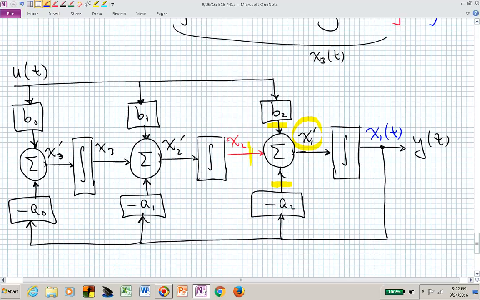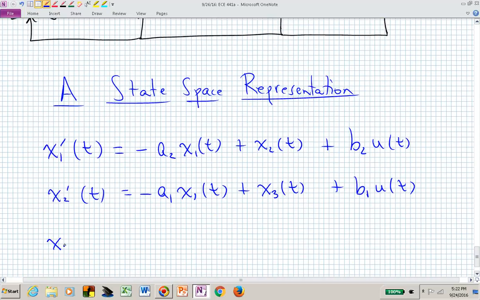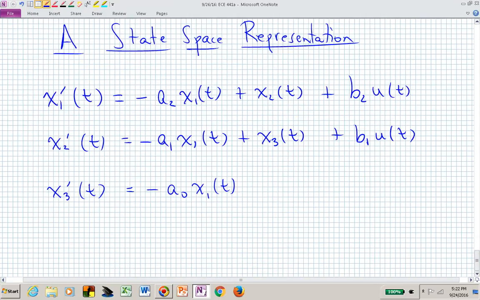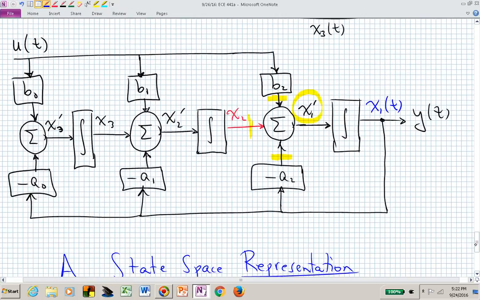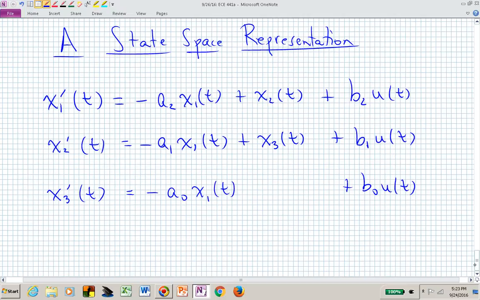We now simply need to express x3 prime in terms of the signals coming in to that summing junction, where x sub 3 prime is a signal coming out. Or x sub 3 prime of t is now equal to minus a sub 0 x1 of t, that's the scaled output, plus b sub 0 u of t. Maybe I'll just go ahead and put that over here so that it's clear that it's the input and we didn't have another state variable coming in horizontally. And here are the equations that we have.